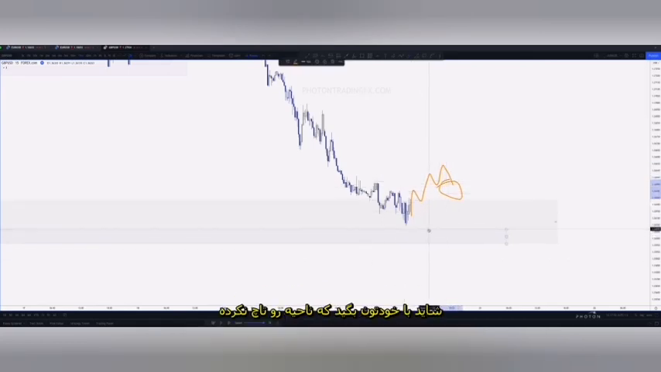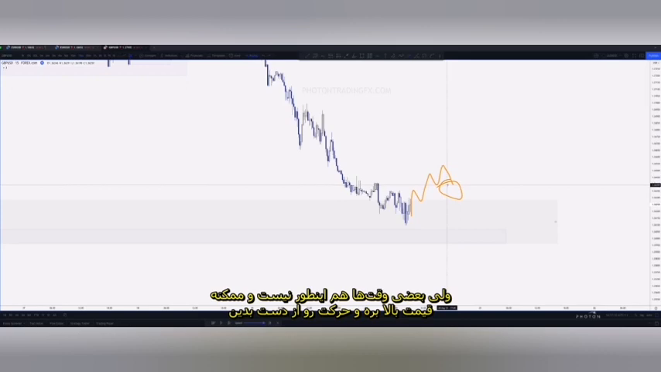But you can go, well, it never touched my zone, so I don't think it's ready yet. I think it's a fake move. Yes, you could be right, but a lot of the time, sometimes it won't be, and it will go, and then you've missed the move.